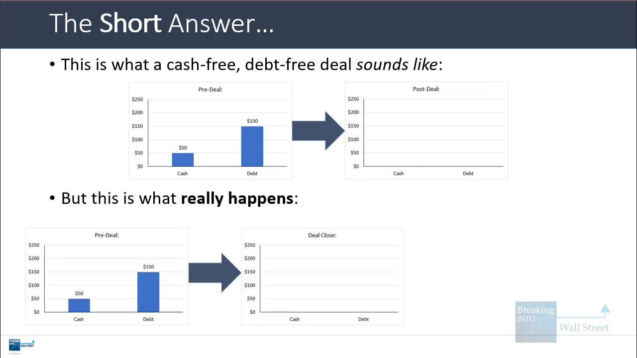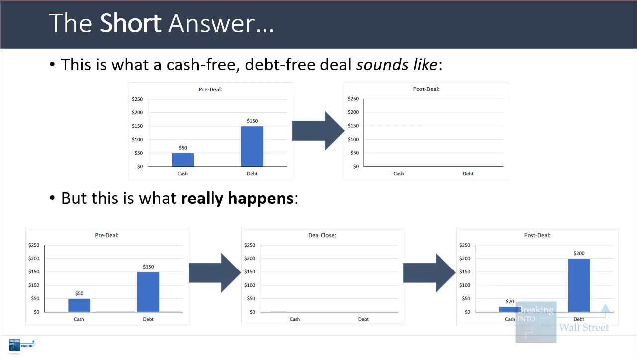The cash and debt do go to zero upon deal close, but then right after deal close, they're brought up. And the cash balance here is typically the minimum cash. So we could say that 20 is the company's minimum cash. And then the debt level here could be the same or could be higher. It could potentially even be lower, but probably in 99% of cases, it is about the same as the old balance, or in the case of leverage buyouts, it is actually a higher debt balance as long as the company can support it and continue paying interest on it.